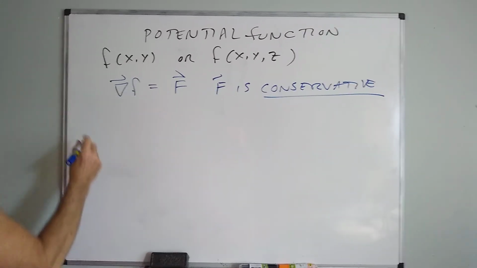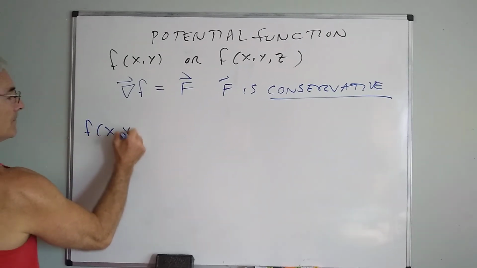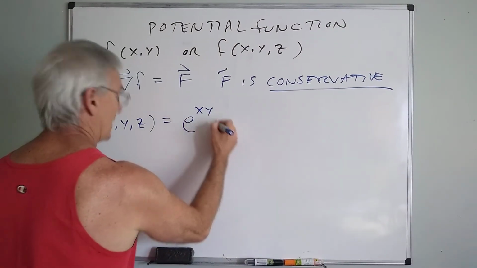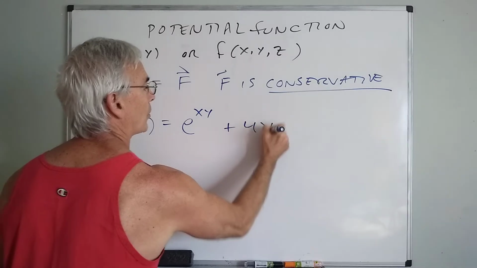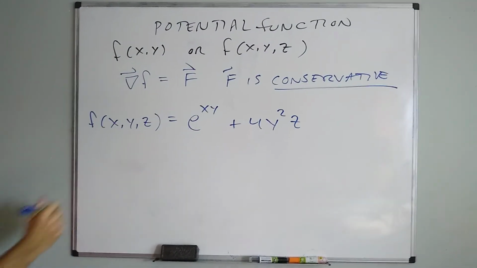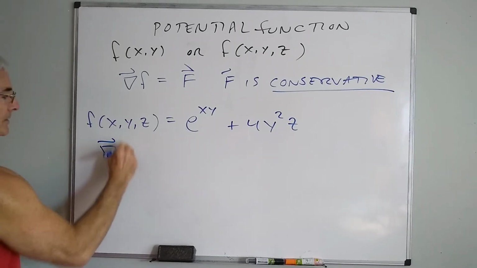So an example of this would be, let's say f of x, y, z was simply e to the xy plus 4y squared z. That's a simple function of 3 variables. If I said, what is the gradient of this function?